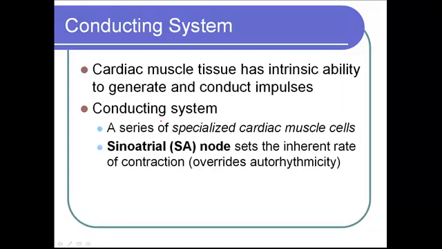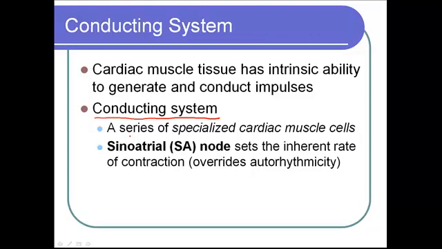For that, you need to increase the heart rate. And for that, you need sympathetic, right? Autonomic sympathetic innervation. So the cardiac muscle has an intrinsic ability, that means an automatic ability, to generate and conduct impulses. And it has a conducting system. This is to make your heart rate faster or slower.